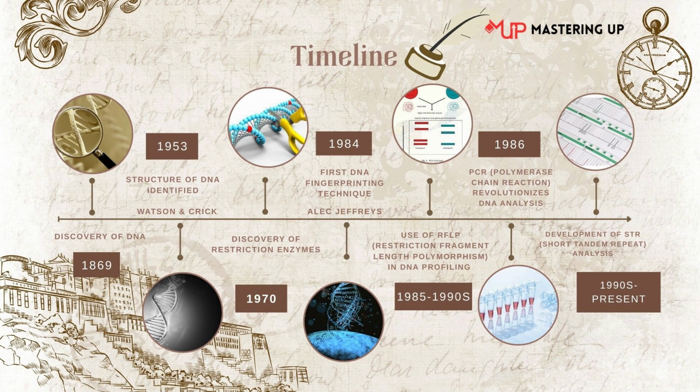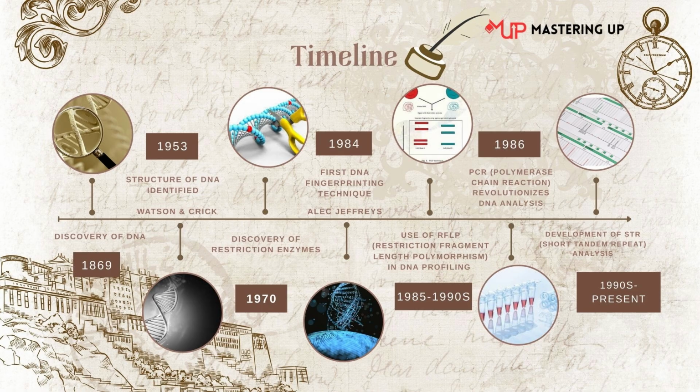Timeline. 1869, Discovery of DNA. The foundation of DNA fingerprinting was laid in 1869 when Swiss scientist Friedrich Miescher first discovered DNA, calling it nuclein. 1953, Structure of DNA identified. In 1953, James Watson and Francis Crick uncovered the double helix structure of DNA, explaining how genetic information is stored and inherited.